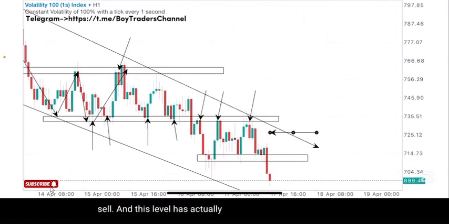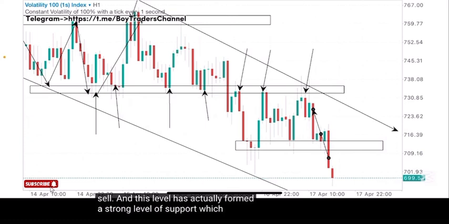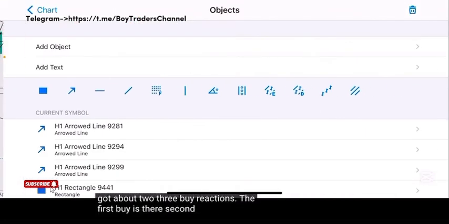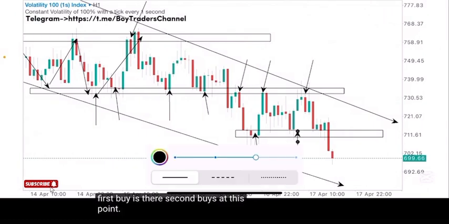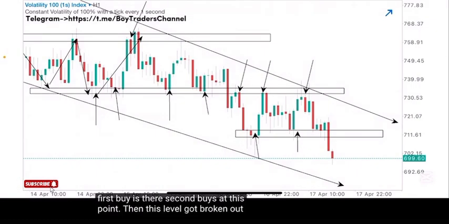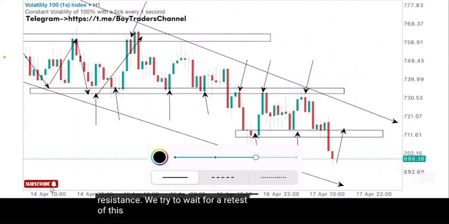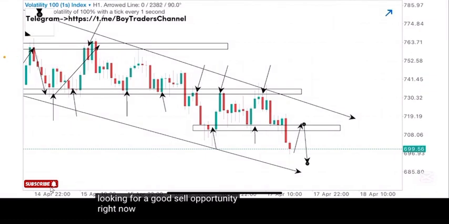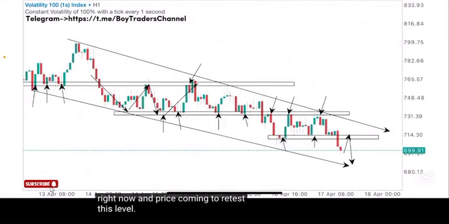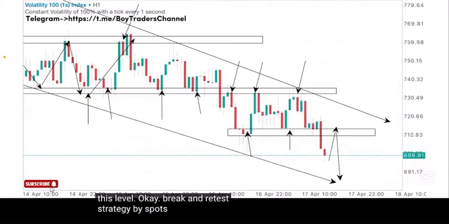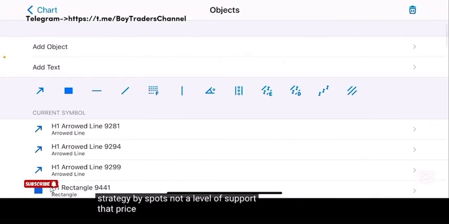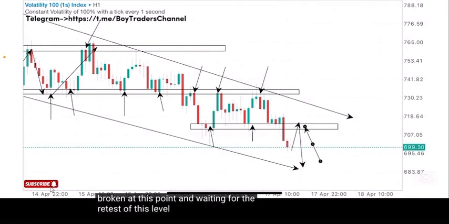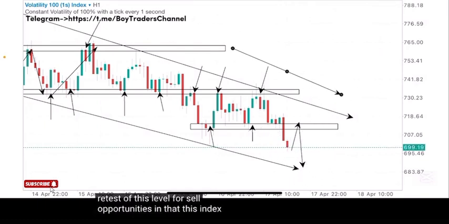And this level has actually formed a strong level of support, which we've got about 2 to 3 buy reactions. The first buys there, second buys at this point. Then this level got broken out on resistance, so we have to wait for a retest of this level for the sells. So I'm looking for a good sell opportunity right now on price coming to retest this level, working with the break and retest strategy by spotting out a level of support that price has been holding on to, now broken at this point.